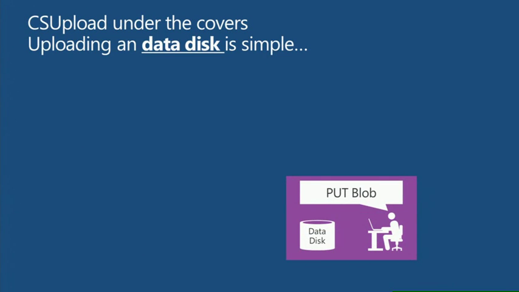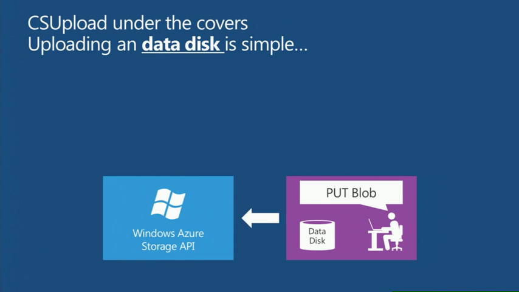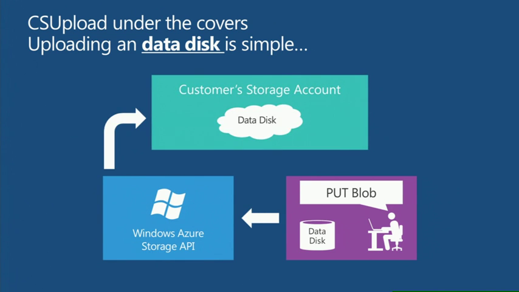Very straightforward. CS upload under the covers uses storage REST APIs as well. So it's basically a put blob. It basically goes into your storage account. CS upload supports two types of bring your own virtual machine scenarios. The first one is sys-prepped images. It also supports data disks as well.